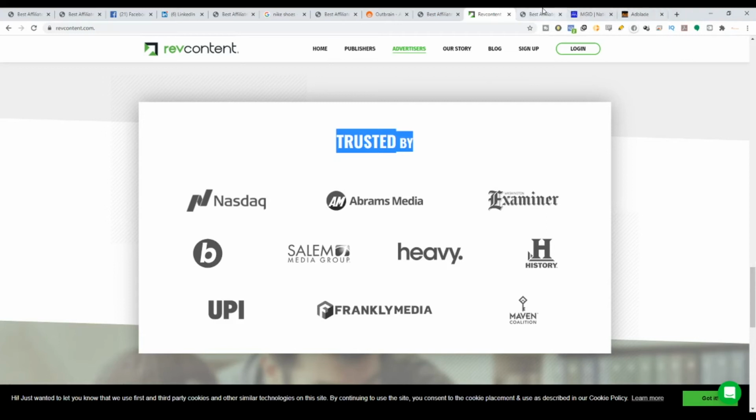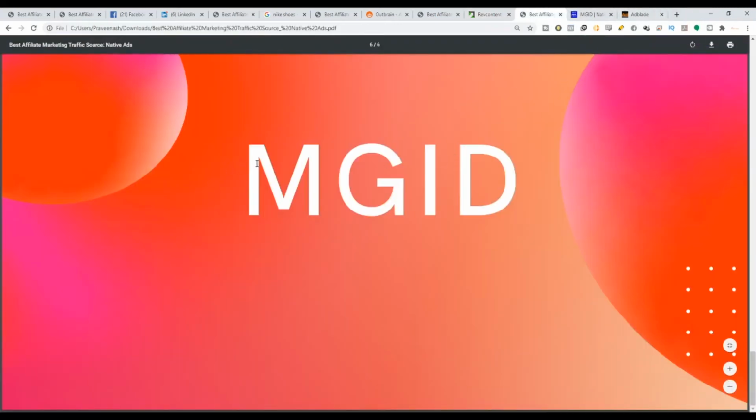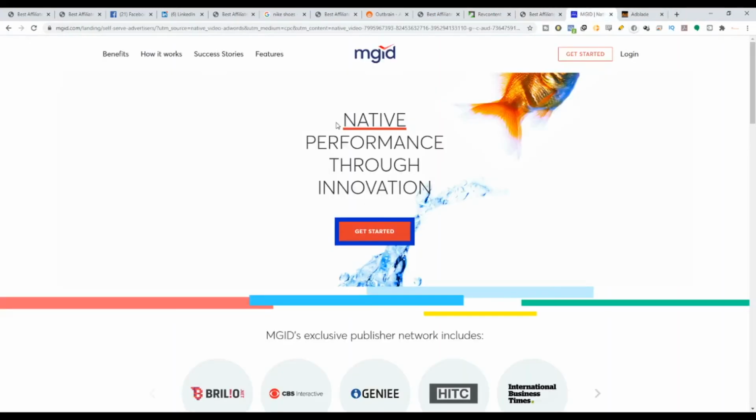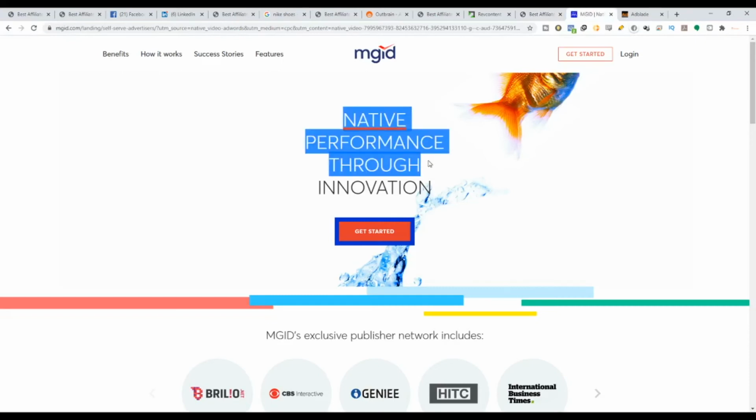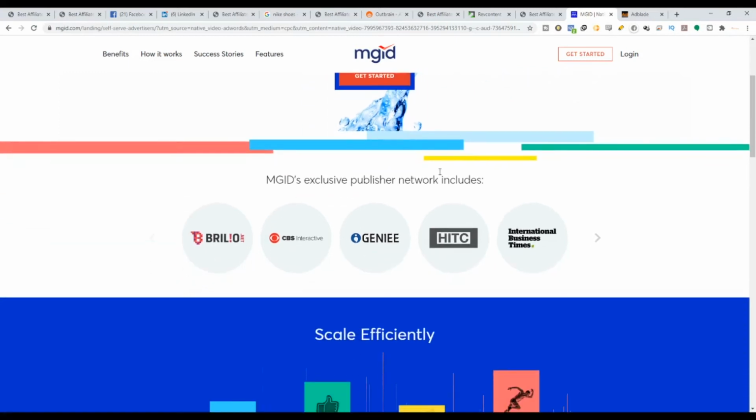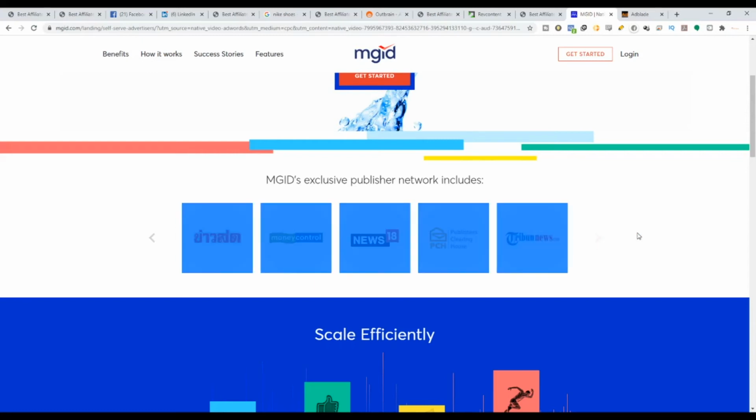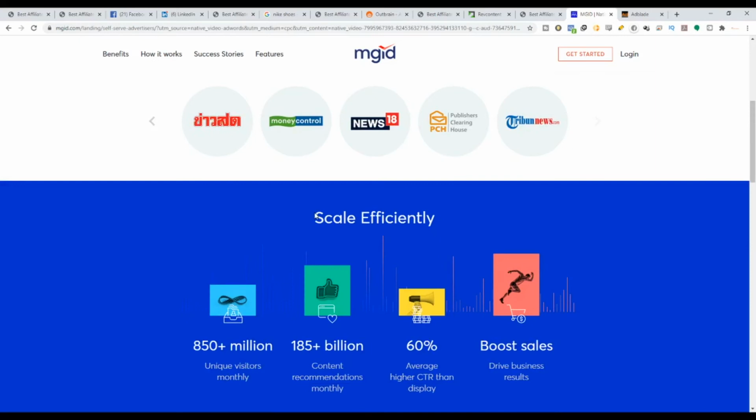So the final one, should I say, is called MGID. So this is MGID. It's a native advertising platform as well. MGID is one of the longest-running native advertising platforms there was, and there will be, guys. They are crazy. They have a crazy amount of partners. You can see CBS, International Business Times, Brillo, investing.com, and all this kind of big partners that they have partnered with.